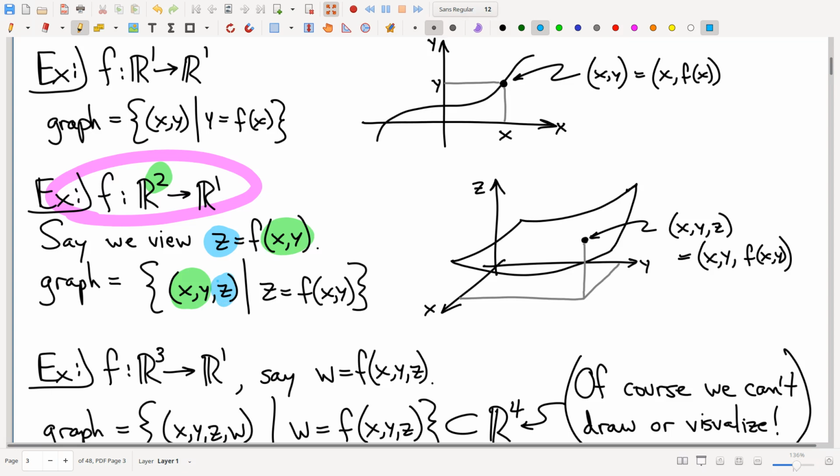These points formed as such are points on the graph. Everybody good so far?